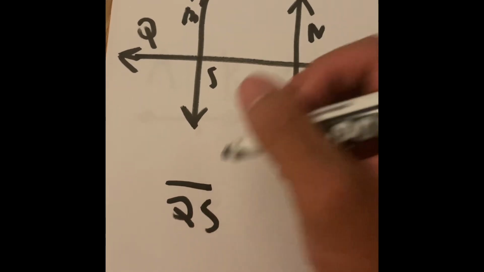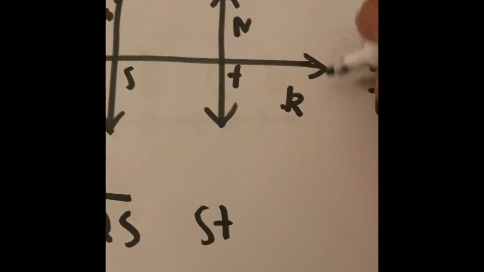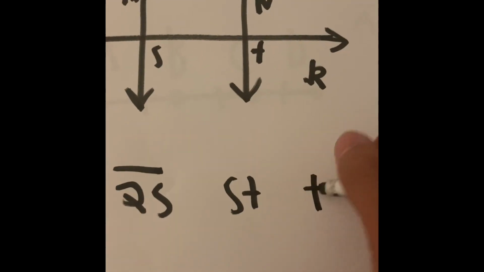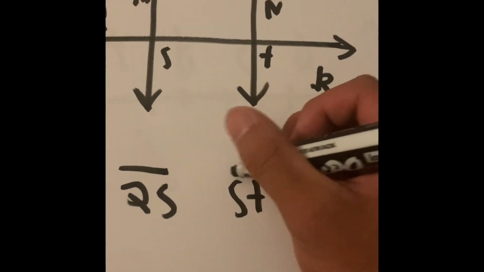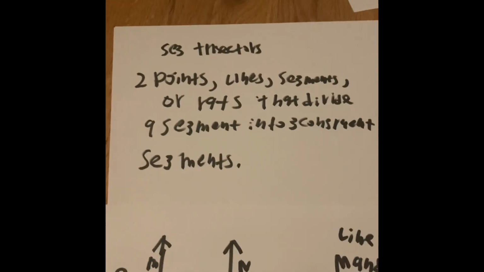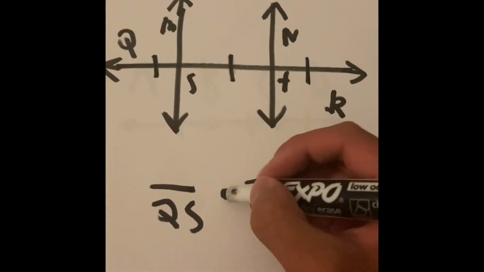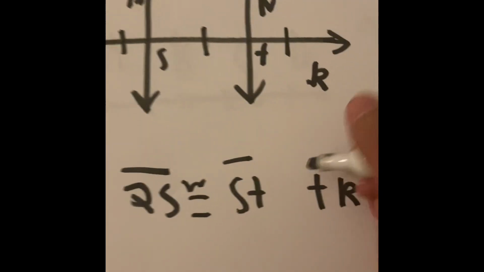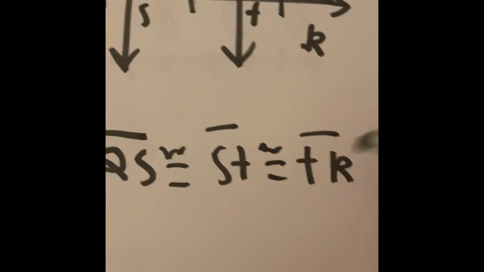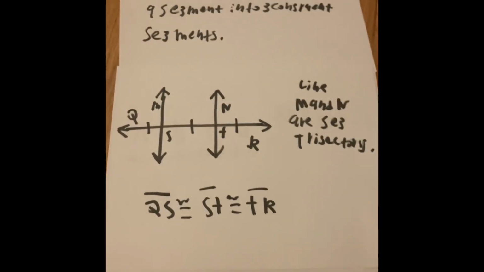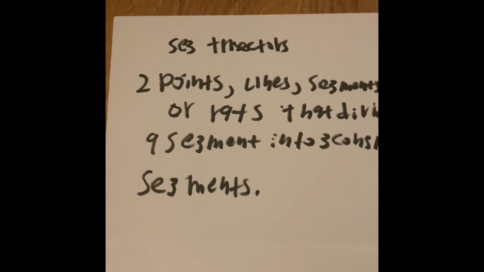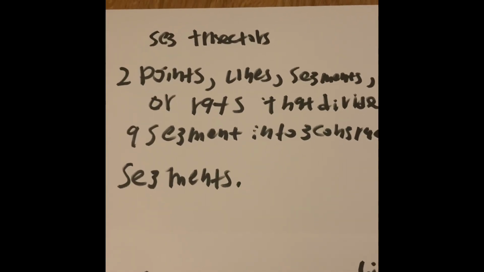QS as a segment, ST as a segment, and TR as a segment. And what we can conclude about that is, since the problem states that you can have 3 congruent segments, therefore this, that, and that can be congruent. So segment QS can be congruent to segment ST, which can be congruent to segment TR. So that is all about segment trisectors, but we're not done yet.